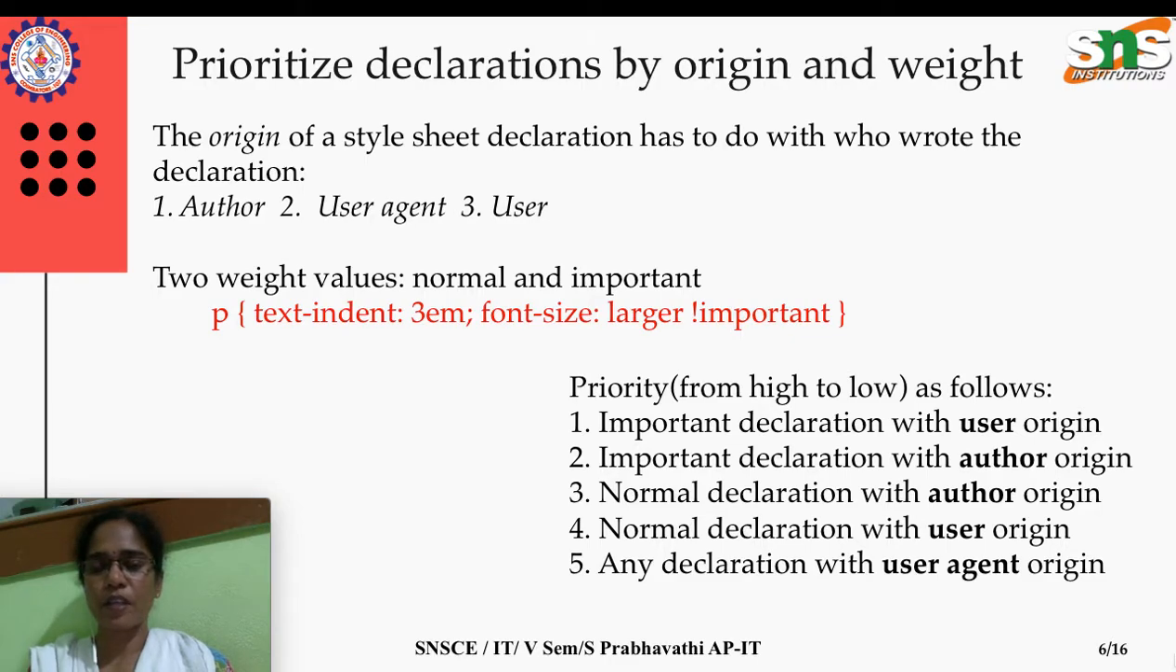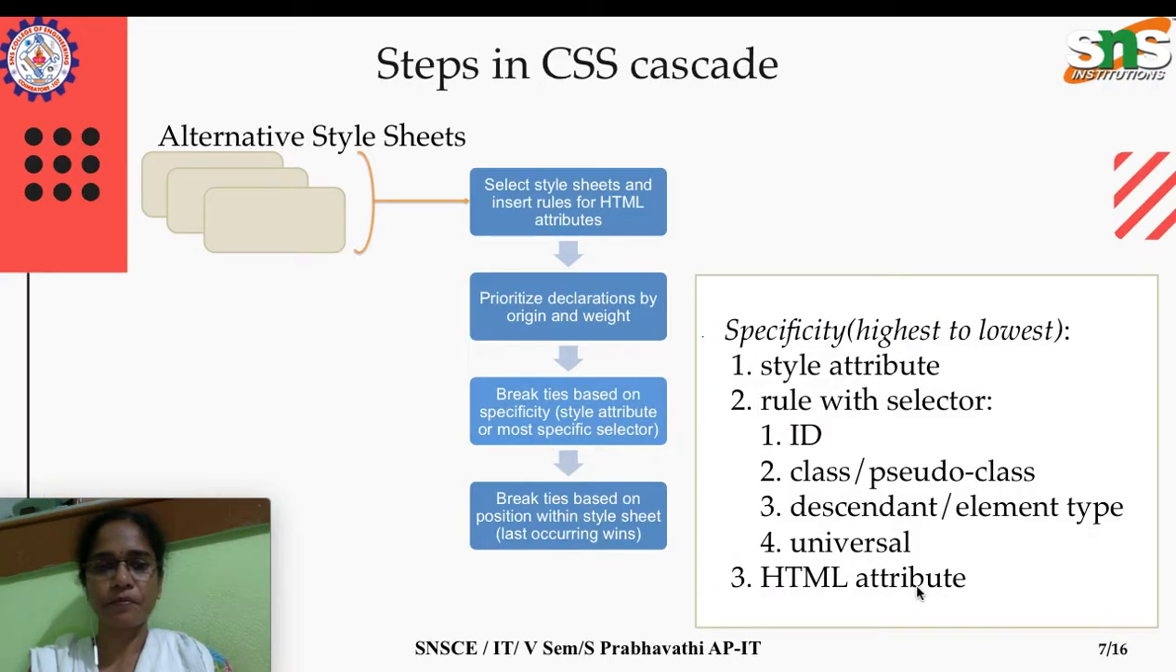Then the next priority is from the author who developed the document, followed by the normal declaration with the author, then the normal declaration with the user comes next. Apart from that, the browser has the last preference. I hope you are following with me.